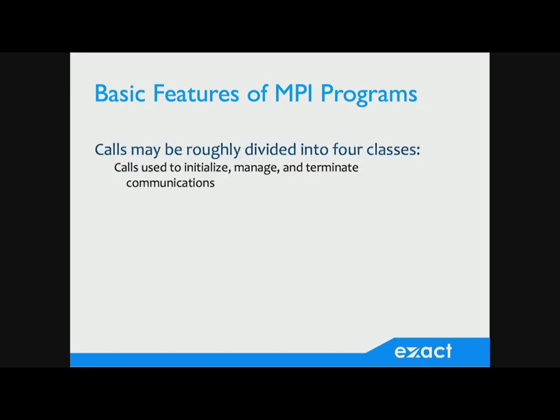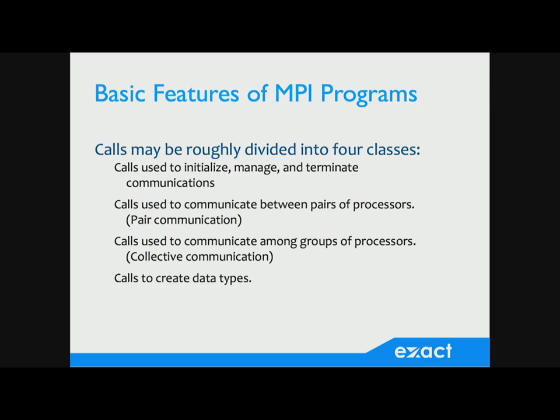Which are the basic features of MPI programs? Well, we have 4 classes of features. We have calls used to initialize, manage, and terminate communication, and this should be understood, and we will see a couple of them. Well, we will see what we need, actually all of them. Then we have calls used to communicate between a pair of processors, what we call pair communication or point-to-point communication. So from one guy, I want to call this guy to give them some data or to receive some data from him, something like that. So this is point-to-point communication or pair communication.